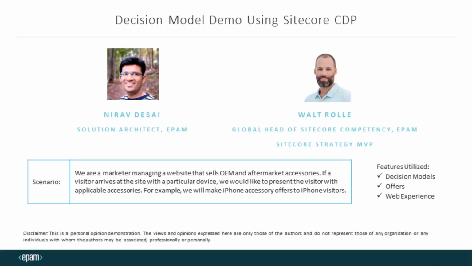Let us go over the scenario real quick. We're a marketer managing a site that sells aftermarket accessories and other manufacturer parts. The simple use case is that when a visitor arrives at the site with a certain type of device, we show them accessories for that device. If you have an iPhone, we'll show you iPhone accessories. We're going to show decision models, offers, web experience, and connections as the primary features utilized to put together this simple personalization example.